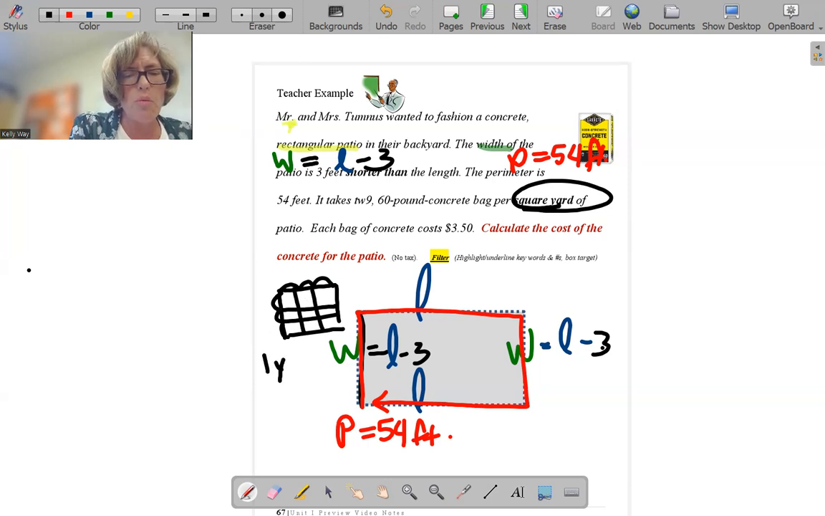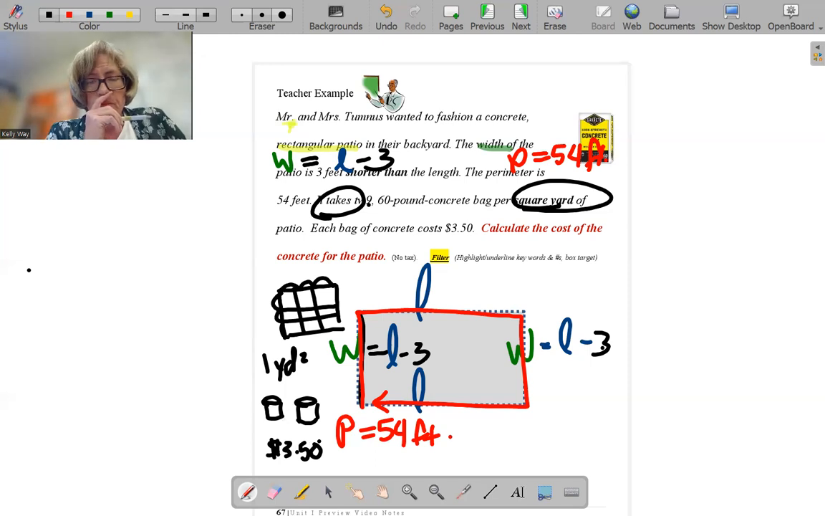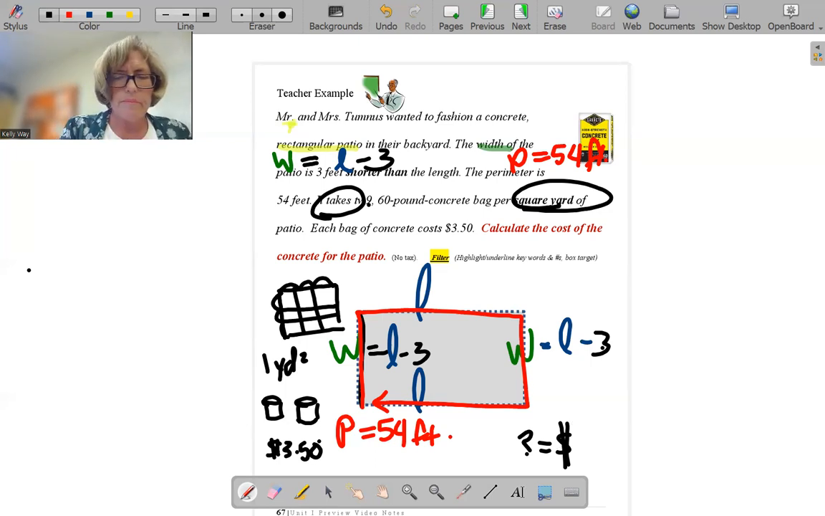So for every 1 yard squared, I need two bags of concrete, 60-pound concrete, and each bag costs $3.50 each. Our ultimate goal, our ultimate question is money. Draw, label, list, cross out.